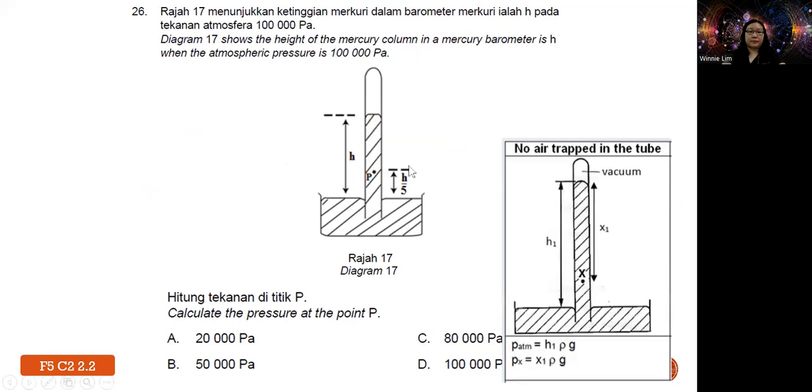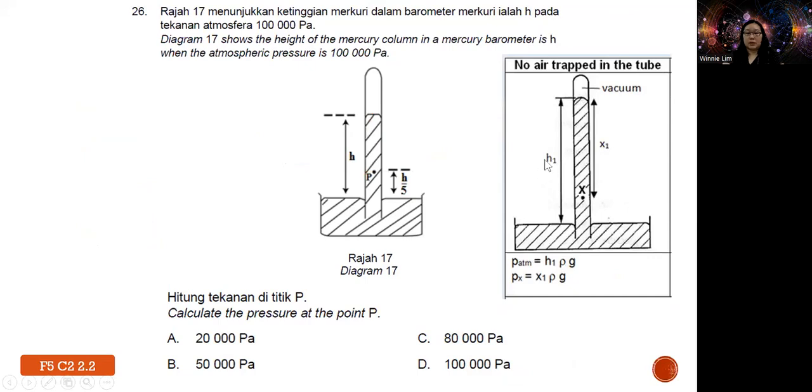Next one. So this is what I just explained. When you want to know the pressure at X, you use the length of X1. That's why we use 4/5 H instead of 1/5 H.